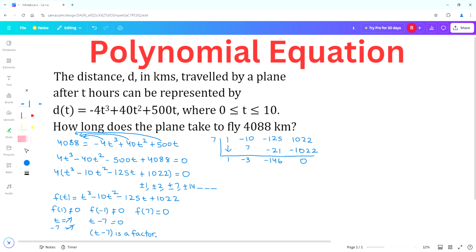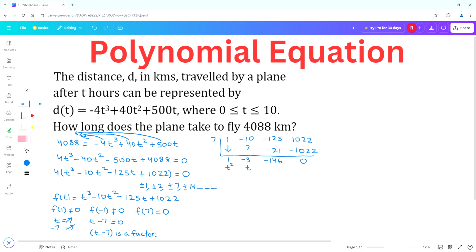Now we have to find the quotient for this polynomial division. The degree of the cubic polynomial is 3. The degree of the factor is 1. So the degree of the quotient will be 3 minus 1, which is equal to 2. So we can assign t square to the first number 1, t to the second number negative 3. The third number negative 146 is the number term in the quotient.